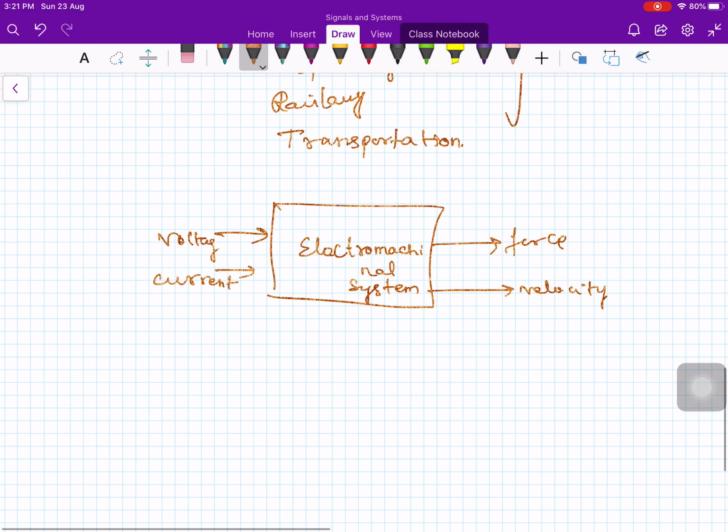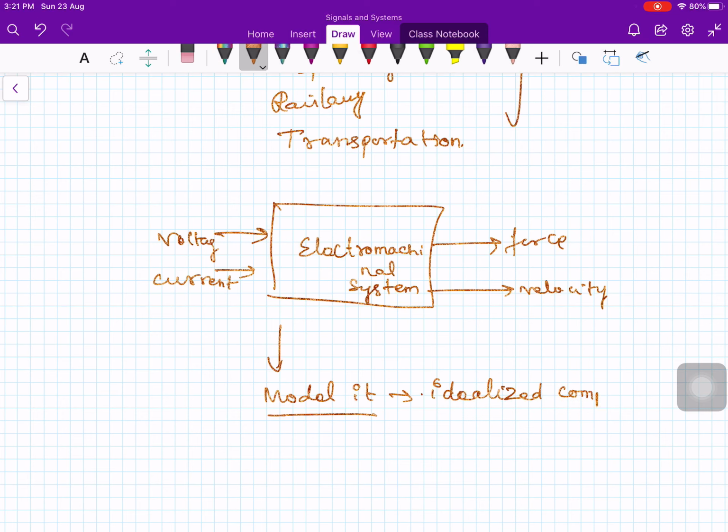Now, while analyzing these systems, the first step usually is to model the system. The first one is we need to model it. So that is mathematical modeling. This modeling is done in terms of idealized components, which are put together in a particular fashion. So for modeling we use idealized components. We may use resistors, capacitors, inductors or something else.